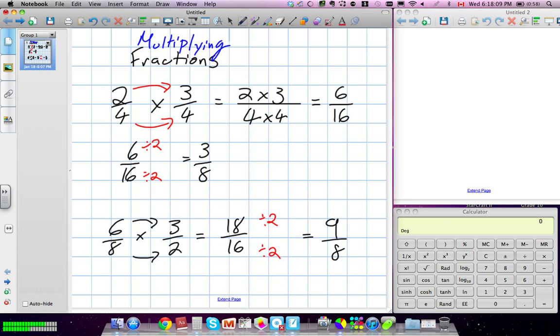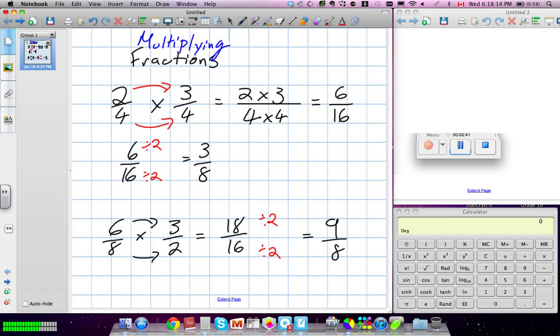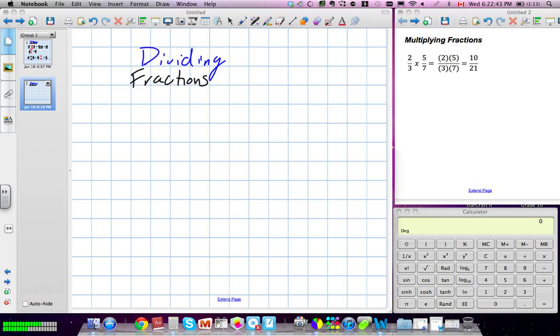We'll do the next page, which will be dividing them. All right. So we put up our multiplying fractions rule over here. Next thing we're going to do is dividing fractions. Okay. So we're going to use the same numbers I've used in my multiplying fractions. We'll use the same question. We have 2 over 3 divided by 5 over 7. So we're dividing by a fraction in this case, okay?